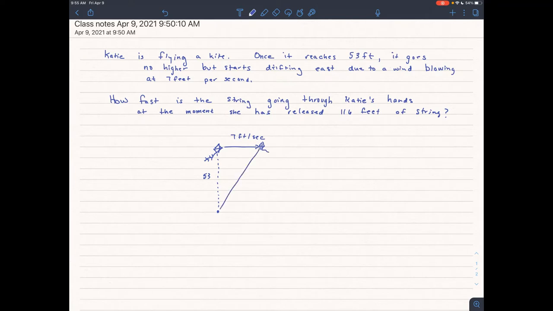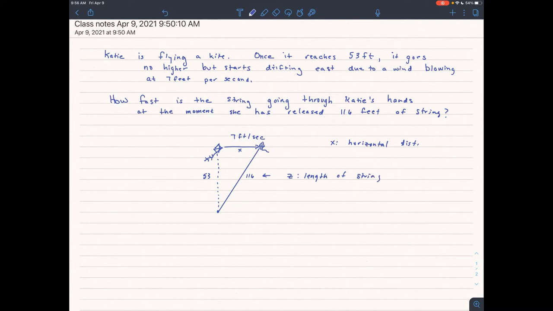And this is the length of the string. So we want to know what happens when this is exactly 116 feet of string. So if we think about this, we're going to let x be the horizontal distance from Katie to the kite. So this is going to be x right here. And the length of string, we're going to call that z. So z is going to be the length of string.